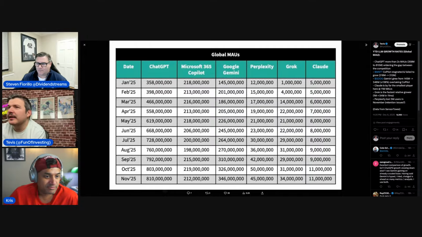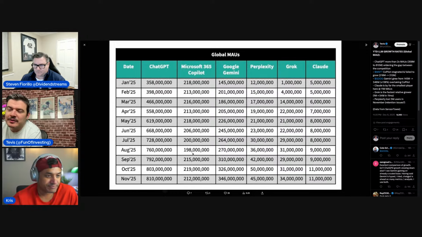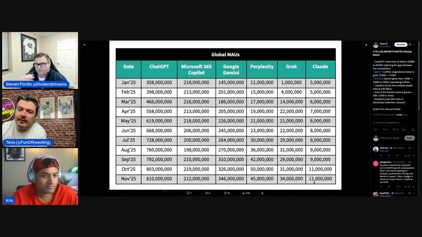The interesting thing here, and I made a note for all of these: ChatGPT more than 2x now, from 358 to 810. Look at Copilot, man. 218 at the end of the year, it's at 212. It was just pushed to everybody in their ecosystem, and it just failed to grow. Gemini has been really quickly growing. Claude still the lowest on the list, despite being held as the best for coding or whatnot. Grok, highest growing, but still very small, 34 million.